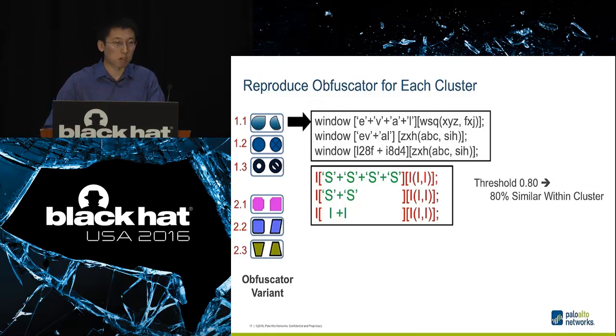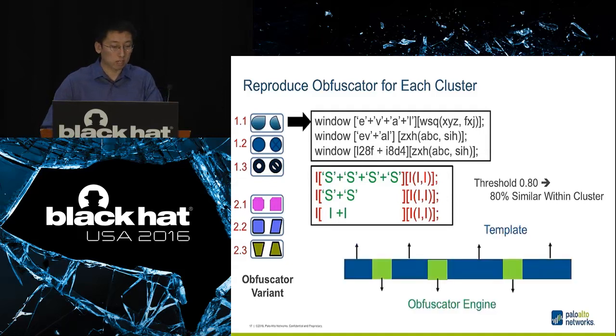But for the gap part, they are most likely generated by the obfuscator engine. And since they are in less than 20% of the samples, it is hard to figure out what the obfuscator engine looks like.